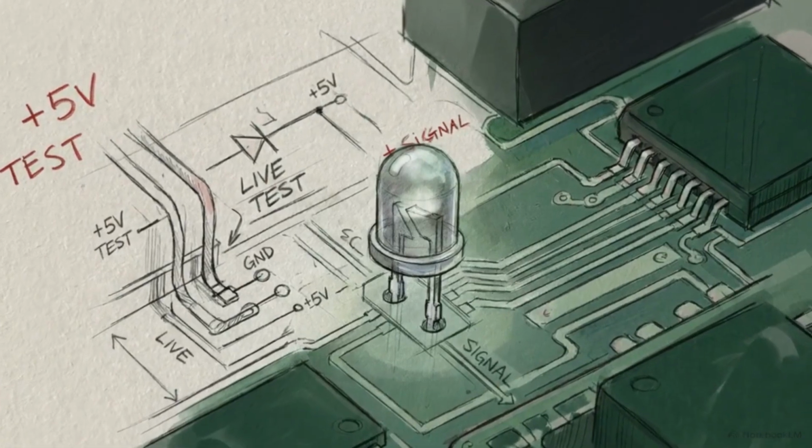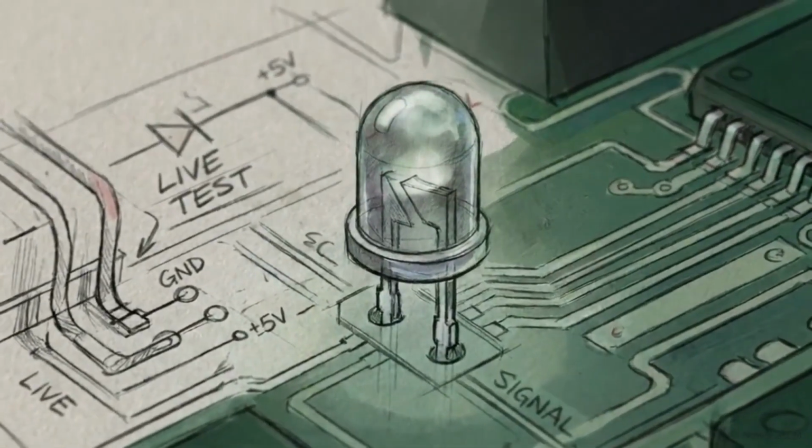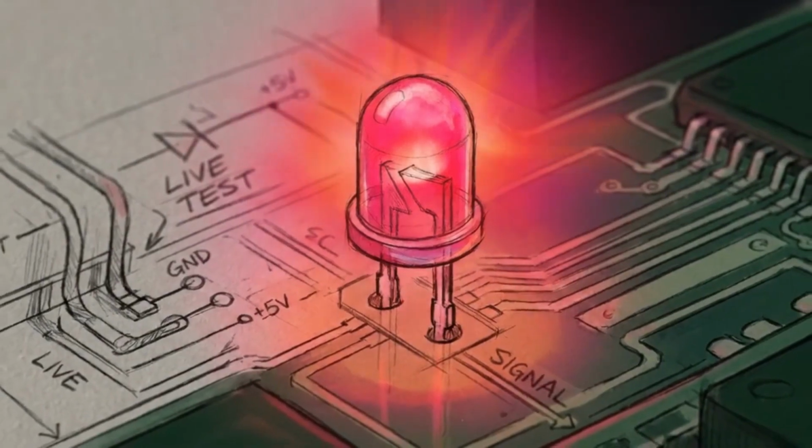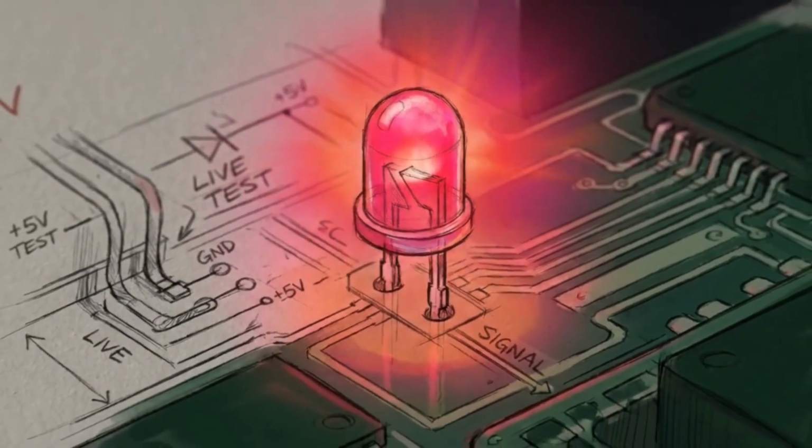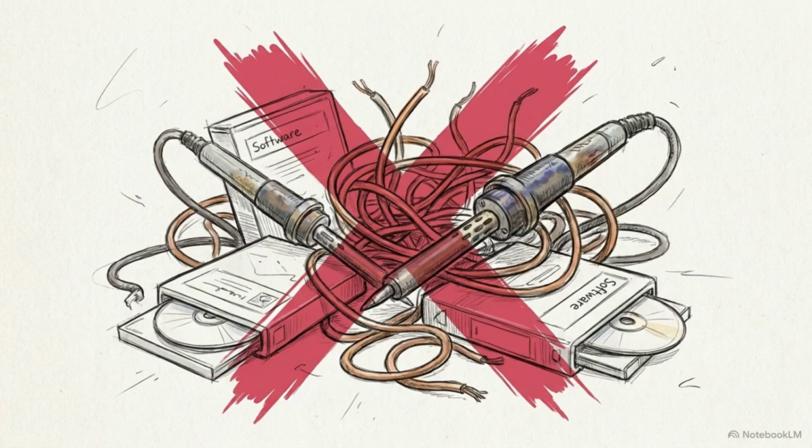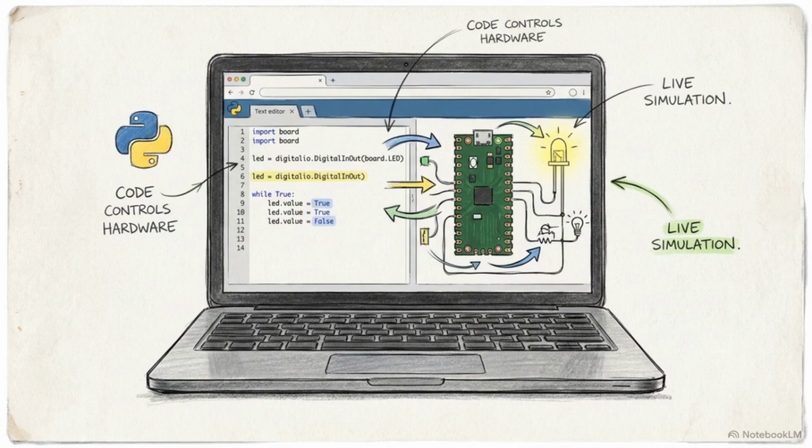Today, we are writing Python code that reaches out of the screen and controls the physical world, starting with a smart LED controller. You do not need to buy any equipment or install complicated software to follow along. We are going to build and test everything using a free browser-based simulator.